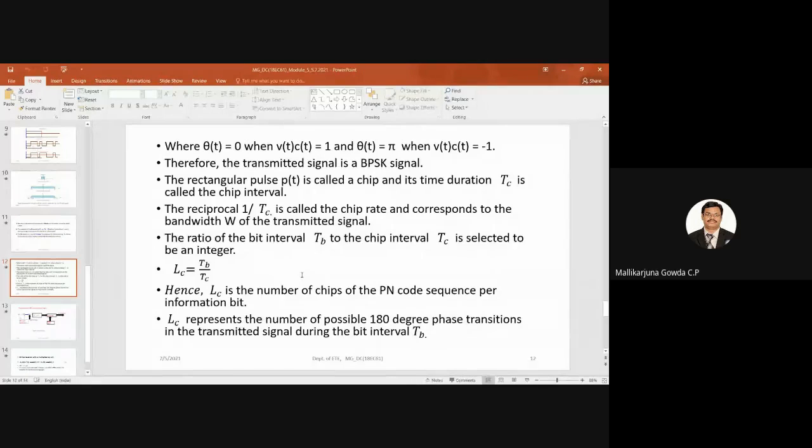So simple problems they will give. They will give the bit duration, they will give the chip duration, they will ask you to calculate other parameters. Means you know 1 by TC, right? If they give the chip interval, you can calculate the bandwidth. W is equal to 1 by TC, we can say. Fine, so this is all about the transmission side.